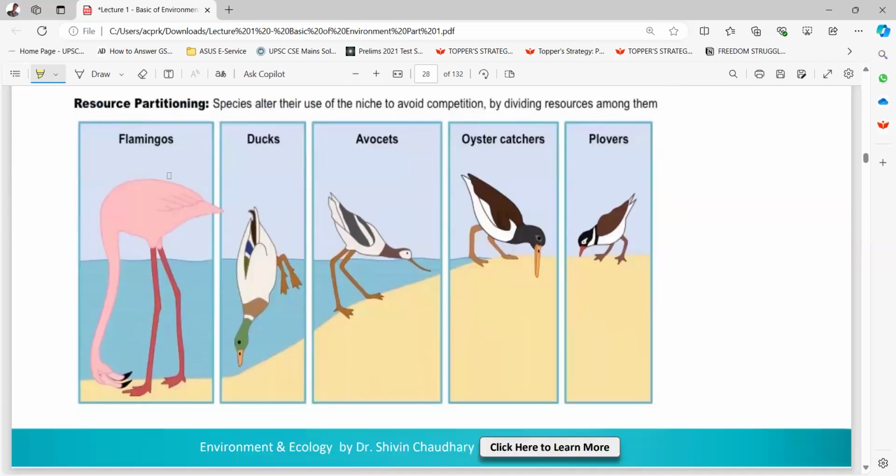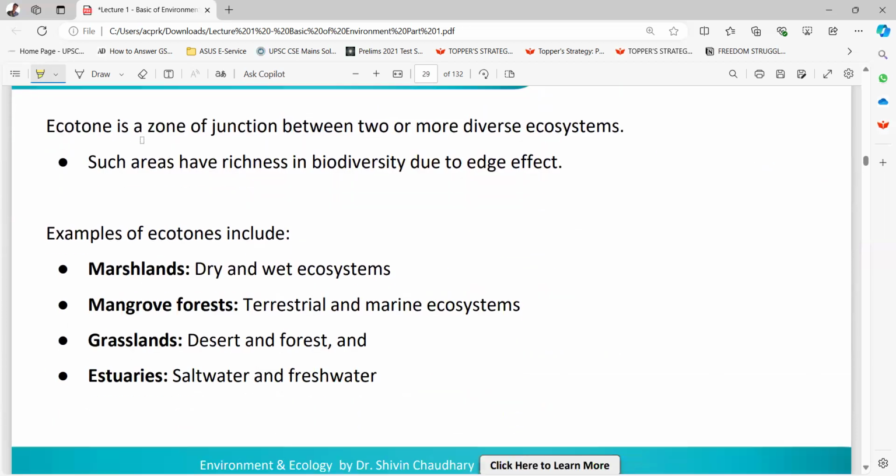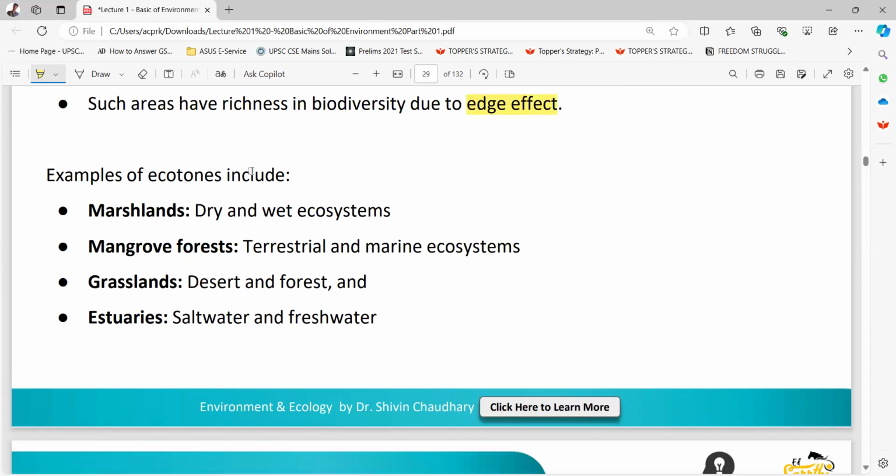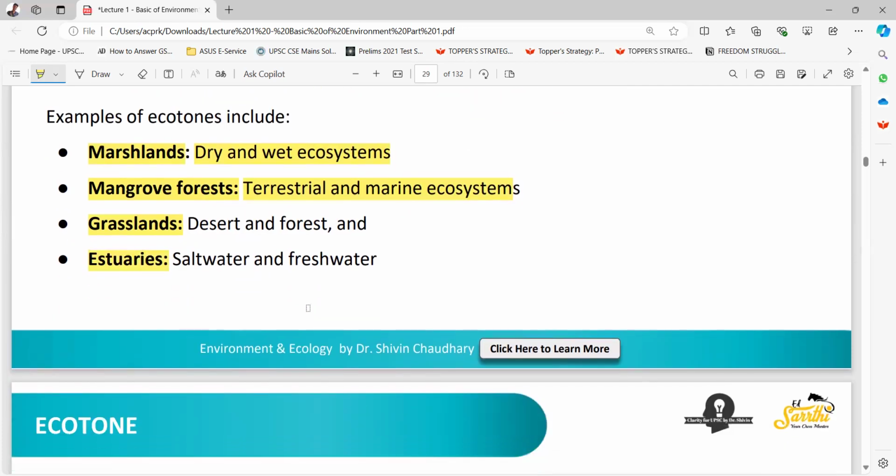Okay, flamingos, ducks, avocets, oystercatchers, plovers. Ecotone. An ecotone is a zone of junction between two or more diverse ecosystems. Such areas have richness in biodiversity due to the edge effect. Examples of ecotones include marshlands, between dry and wet ecosystems; mangrove forest, between terrestrial and marine ecosystems; grasslands, between desert and forest; and estuaries, between salt water and fresh water.